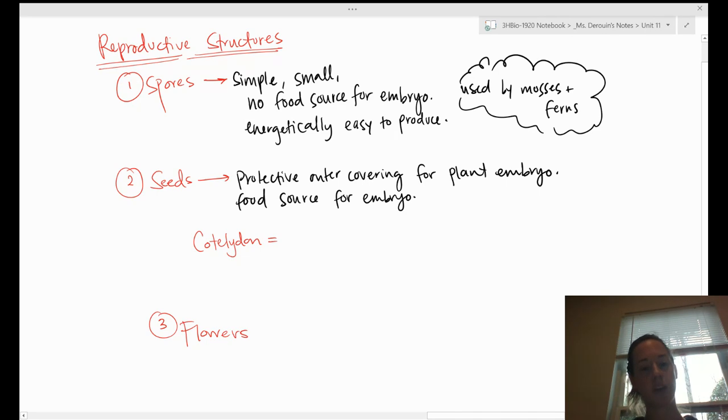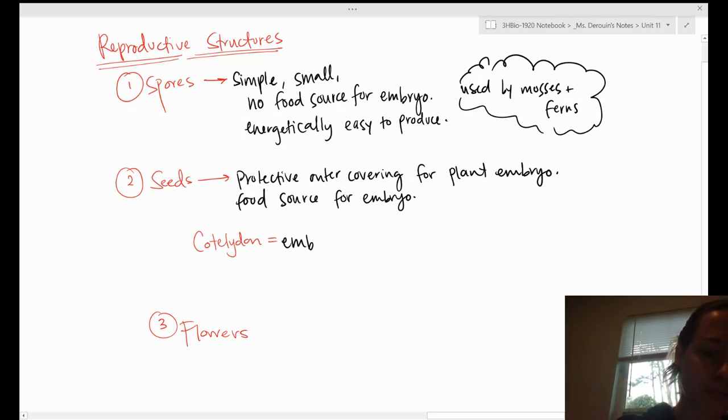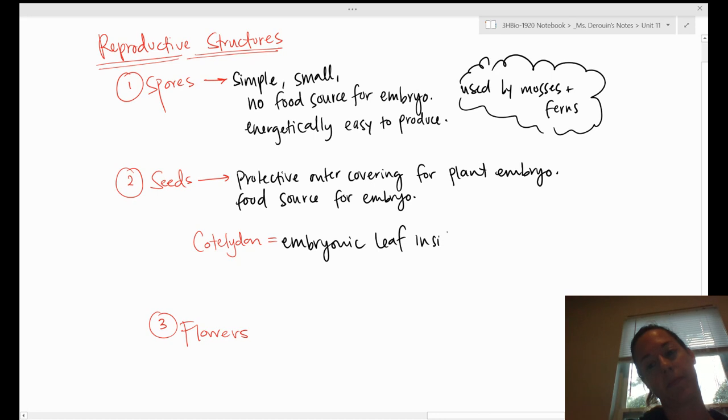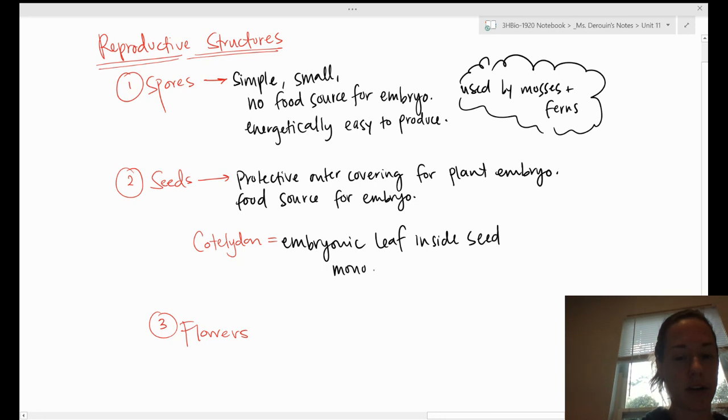And this was in our last video, but a cotyledon is an embryonic leaf that is inside the seed. And this is how you can tell the difference between a monocot and a dicot, because a monocot will only have one, like a corn kernel.